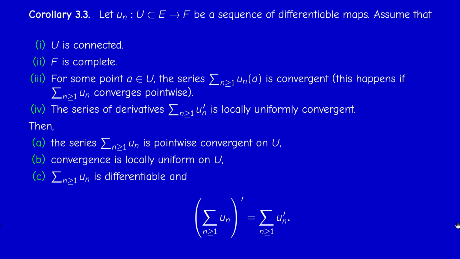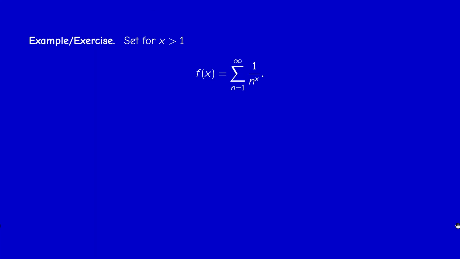And now I will end this video with an exercise and an example. For a real number x bigger than 1, we set f(x) to be the sum of the series of general term 1 over n^x. So this is 1 plus 1 over 2^x plus 1 over 3^x, 1 over 4^x, and so on. Now we know that this series is convergent. You studied that in first year by comparing the series to an integral. So there is no problem of convergence here.